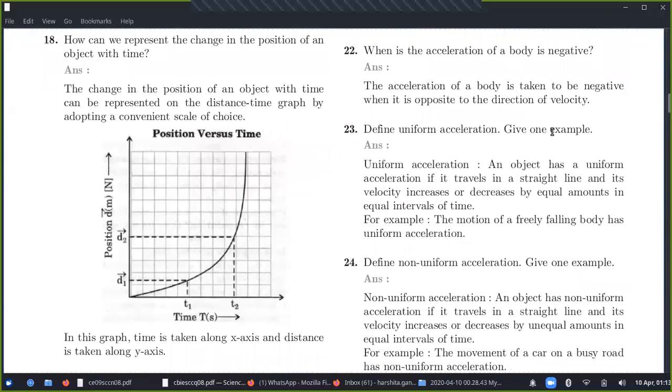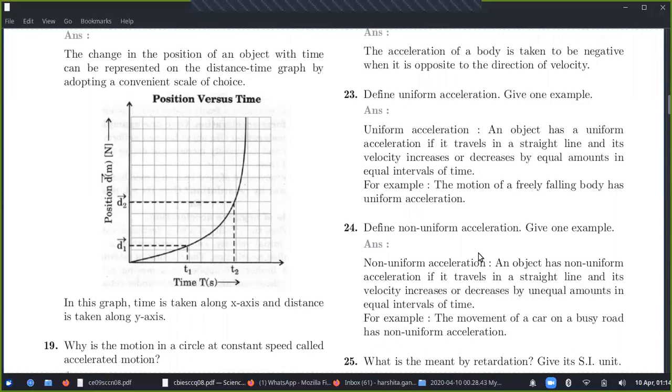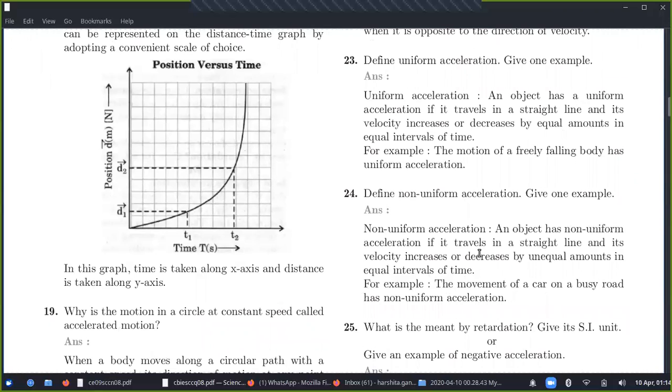Question 23. Define uniform acceleration. Give one example. Uniform acceleration is when there is an equal change in velocity in equal intervals of time. An object has a uniform acceleration if it travels in a straight line and its velocity increases or decreases by an equal amount in equal intervals of time. As we've already seen in its graph, it is either an increasing slope or a decreasing slope, right? So that is called a uniform acceleration.